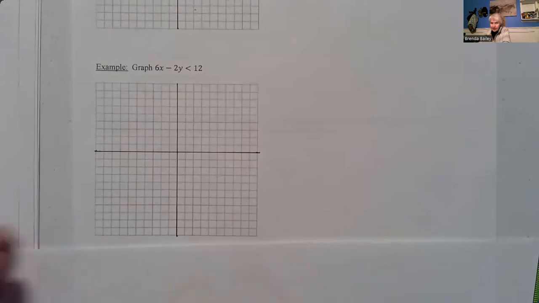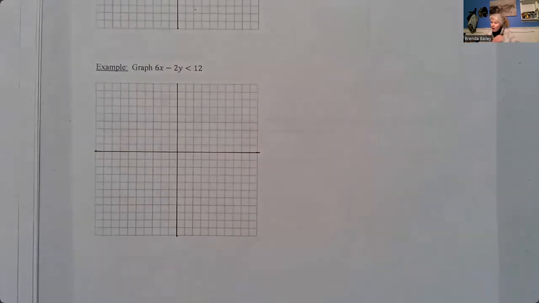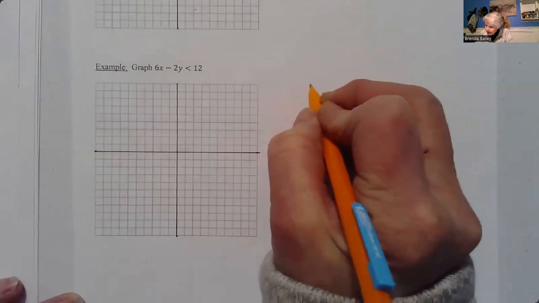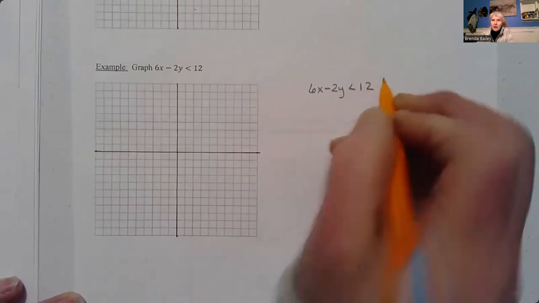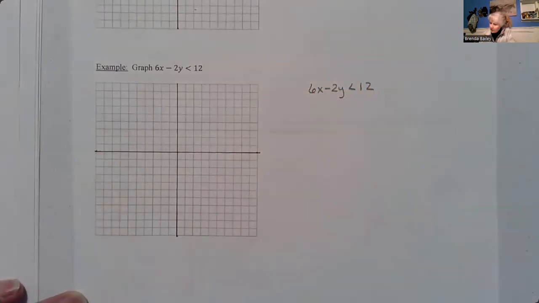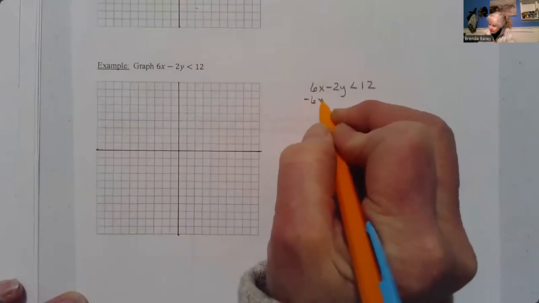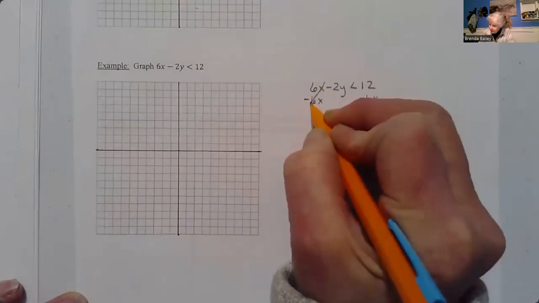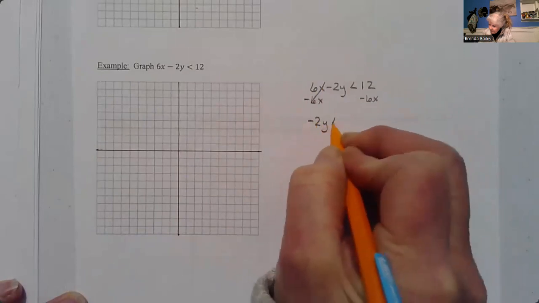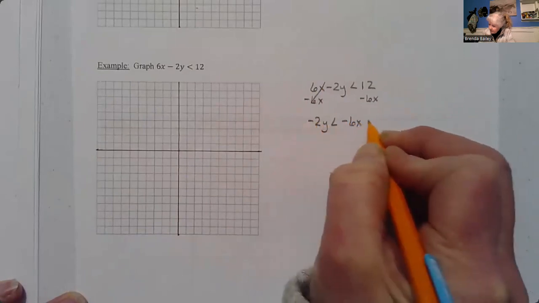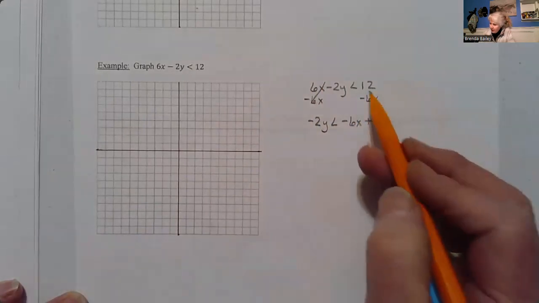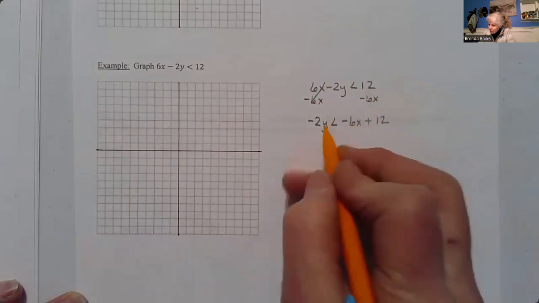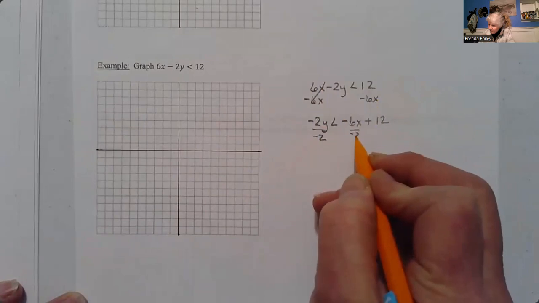Going through our steps. First off, I guess I really don't need this one. We're going to go ahead and get the y by itself. So let's do that. We have 6x minus 2y less than 12. To get the y by itself, we'll subtract 6x first. Okay. I put the 6x in front of the 12, and then we'll divide by a negative 2 each of our terms.